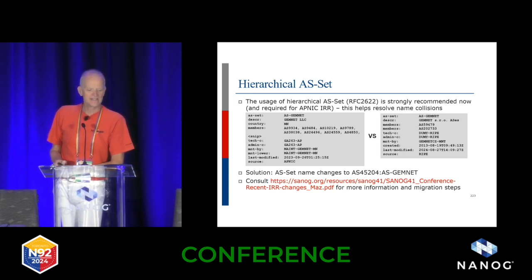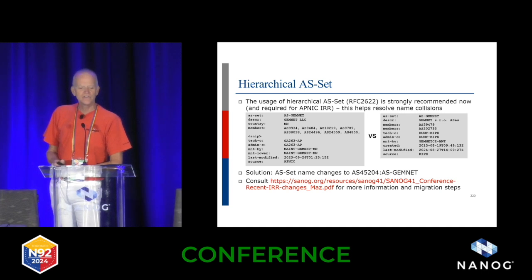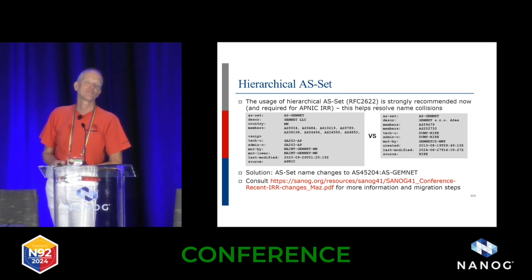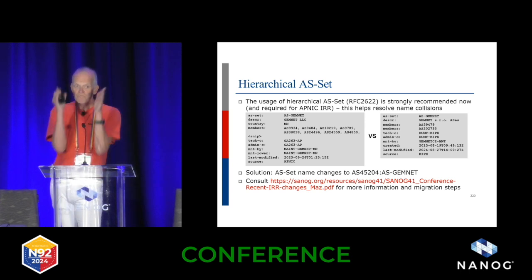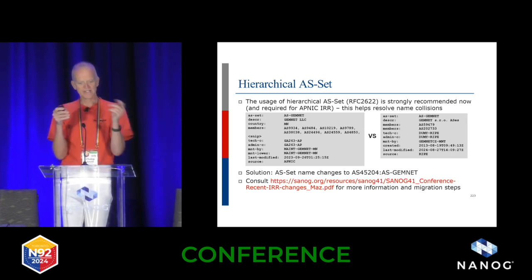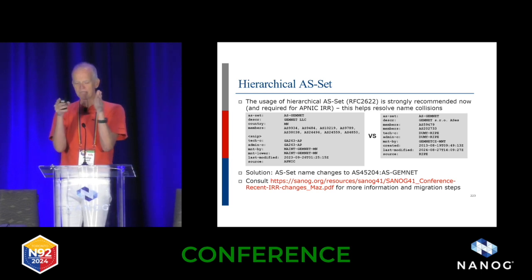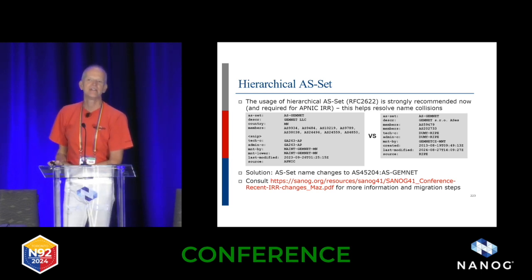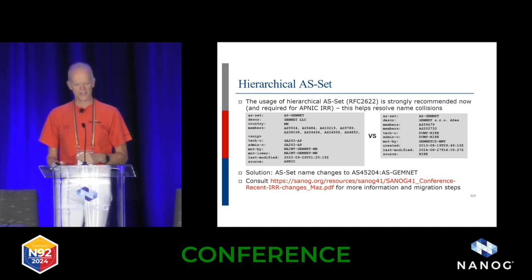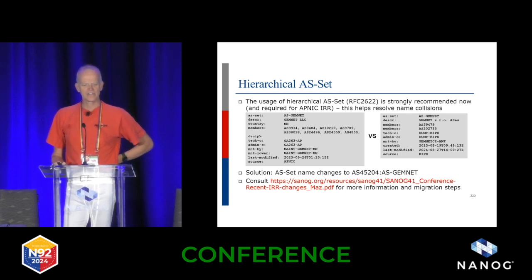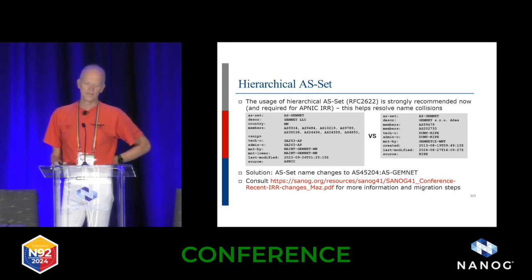So the hierarchical AS set, RFC 2622, is strongly recommended. In fact, in the APNIC region, it's now required. So if you're operating in the APNIC service region, you have to do the hierarchical AS set. Put your AS number, like in the example here: AS, whatever the number is, colon, then the name of your AS set. Hopefully the rest of the world will try and do the same thing to get away from these collisions. Maz did a presentation at SANOG 41 earlier this year, so have a look at those slides. It explains the problem in a lot more detail than I have time for here.